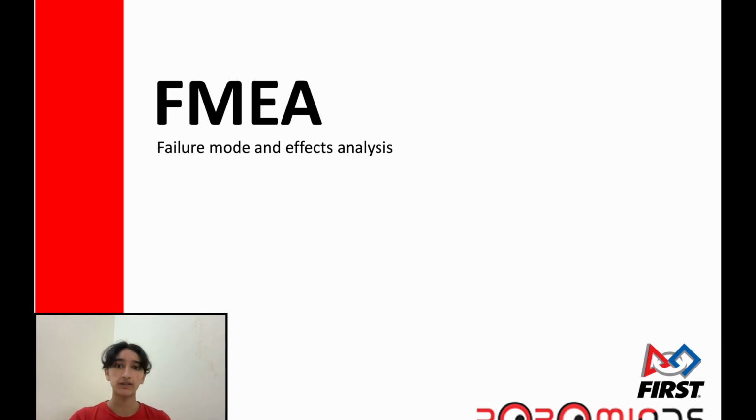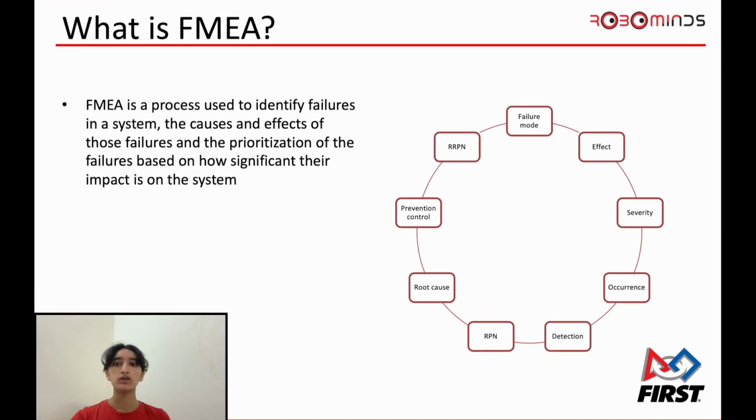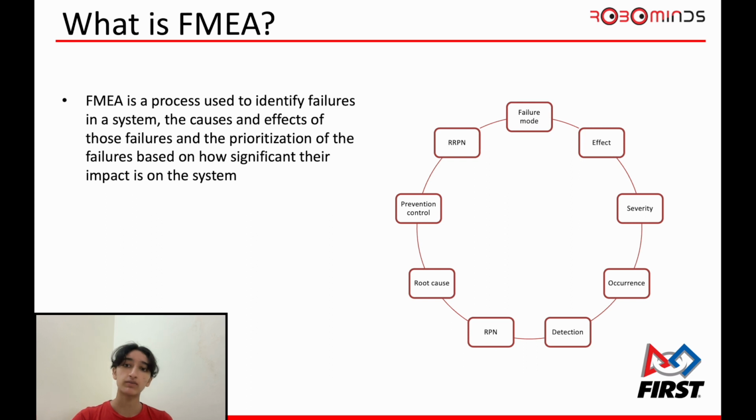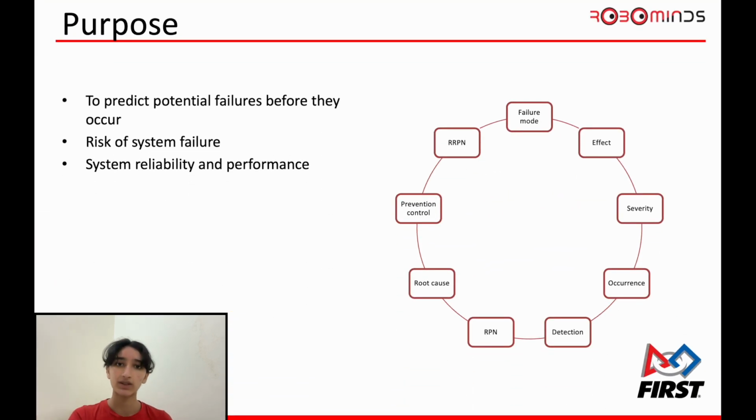Today I'll be presenting FMEA, which stands for Failure Mode and Effects Analysis. So what is FMEA? FMEA is a process used to identify failures in a system, such as a robot, a car, a cake, the causes and effects of these failures, and we prioritize them based on how significant their effect on the system is.